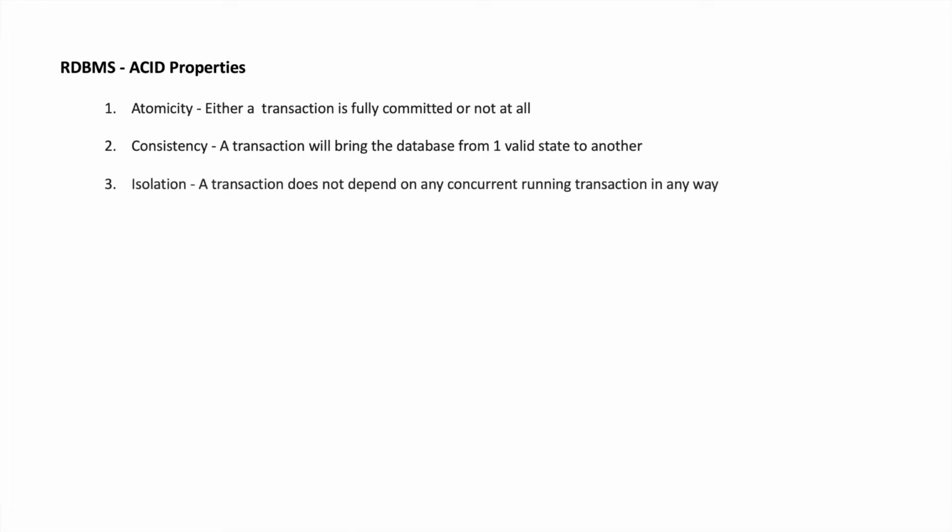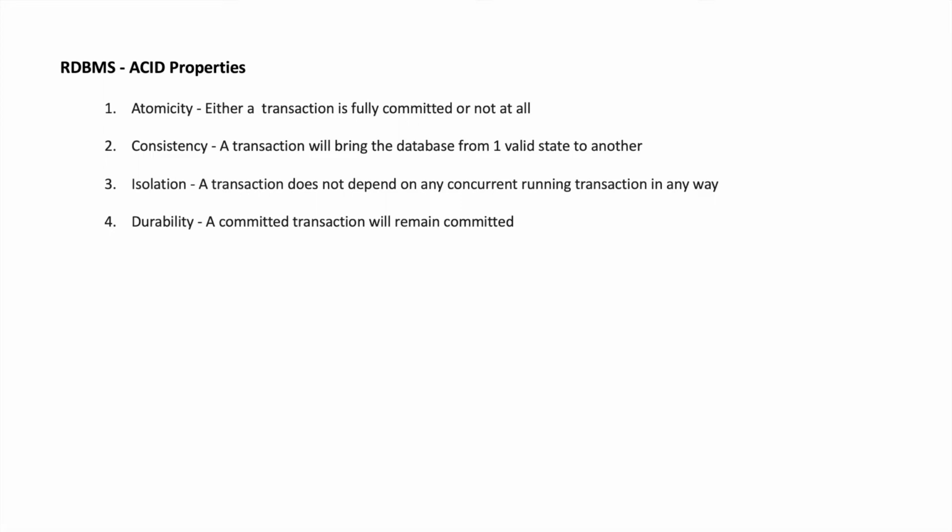Isolation refers to the property of a transaction being completely isolated from any other. So if two transactions are running at once, they should not affect the other in any way. Durability refers to the property of data being persisted. If a transaction is fully committed, it cannot be undone.